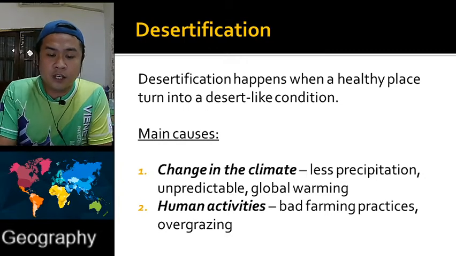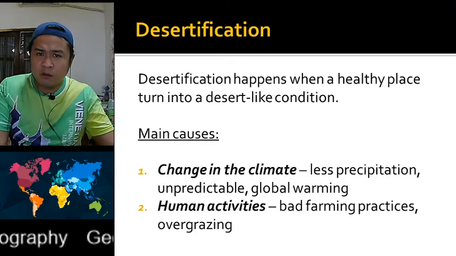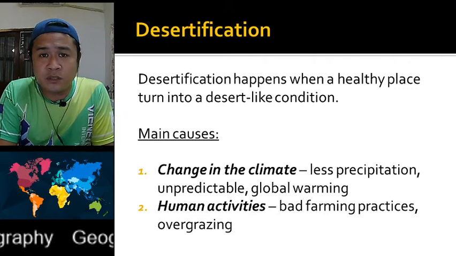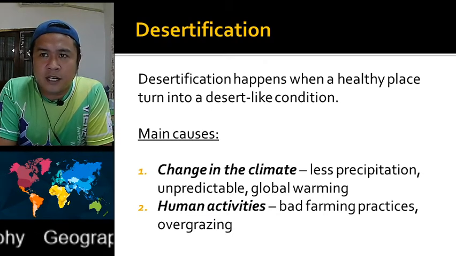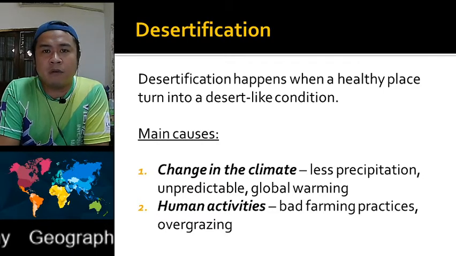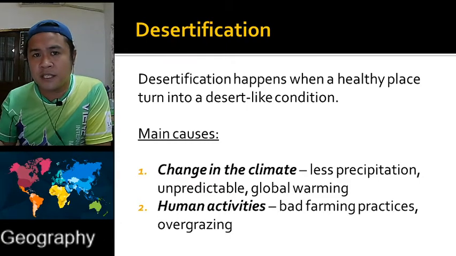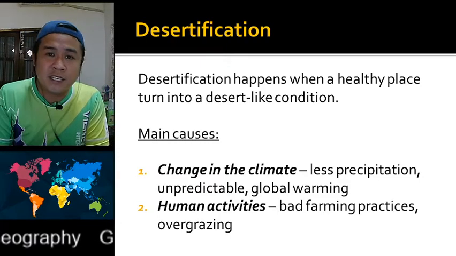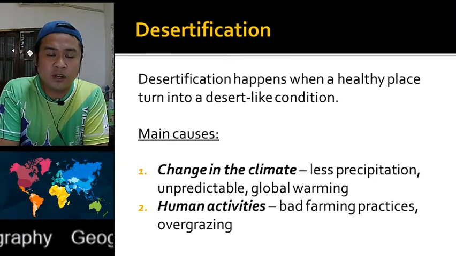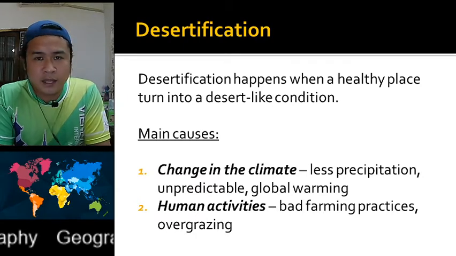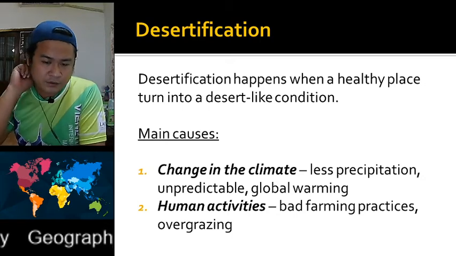Another cause would be global warming. Now you might ask, teacher, what's the difference between global warming and climate change? They are two different things. When we say global warming, it is a global phenomenon wherein the temperature increases. And as an effect of increasing global temperature, there will be changes in the climate. So climate change is a result of global warming. They are not the same. They are two different things.